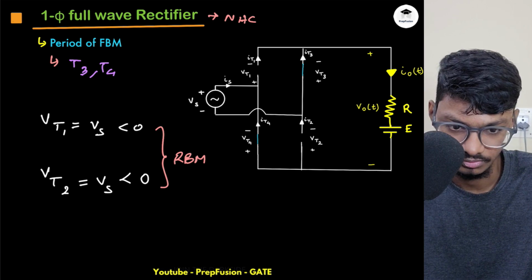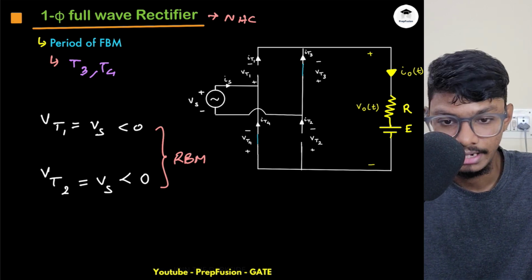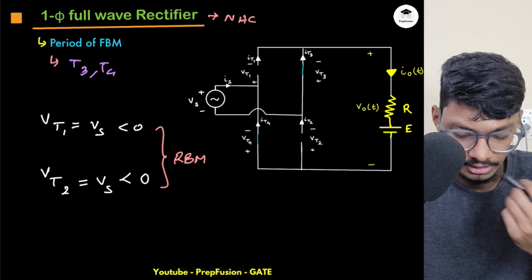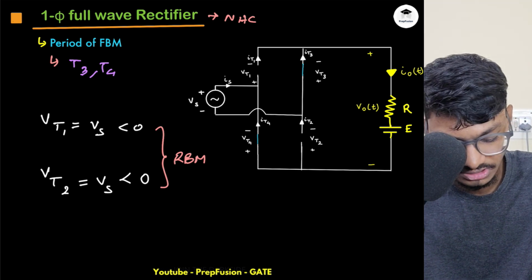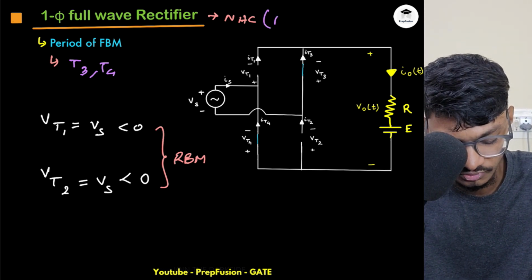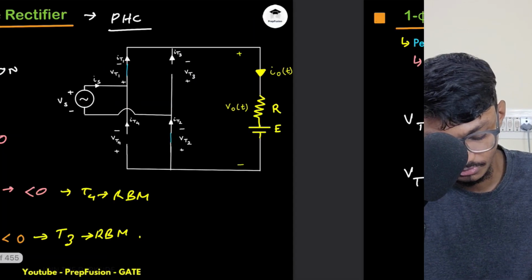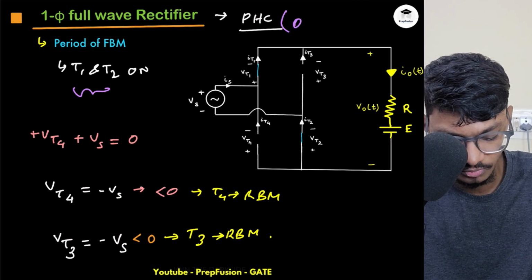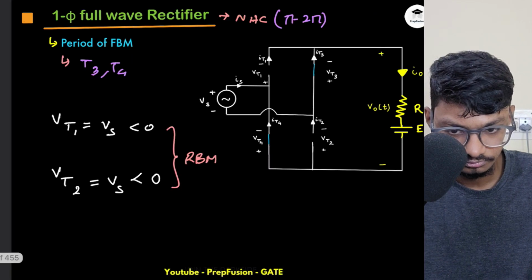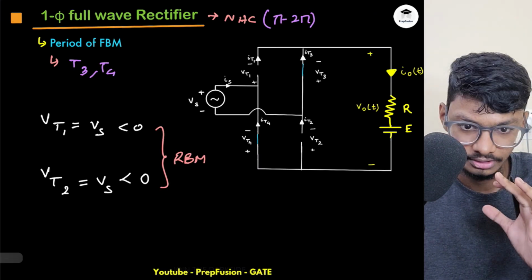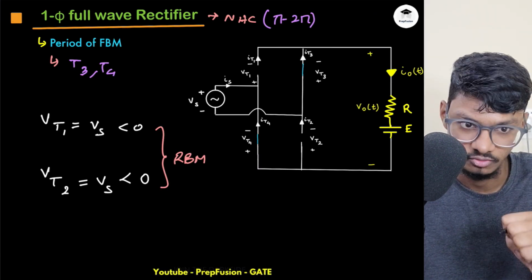Okay, these two are in reverse blocking mode. So that is the case, and I will just write the range, else people will get confused. This is from pi to 2 pi, and this is from the positive half cycle, meaning 0 to pi. Okay, so I hope you got the point of what is actually happening over here, right?